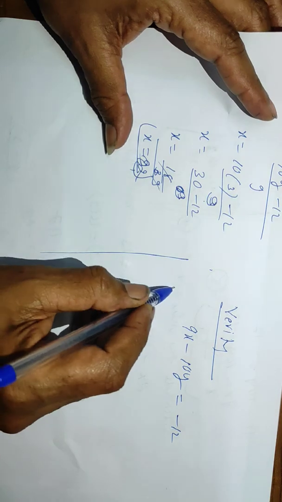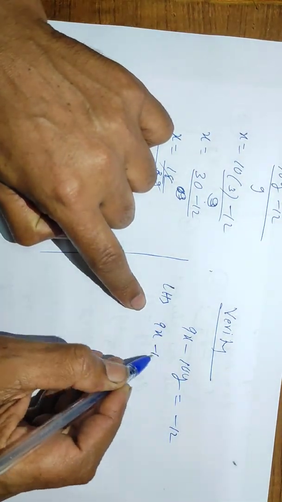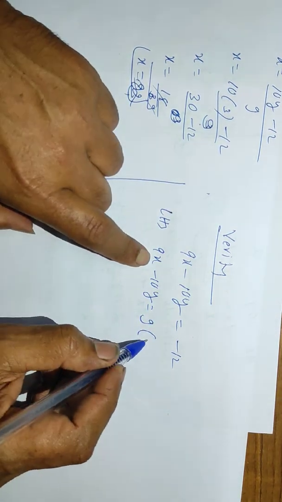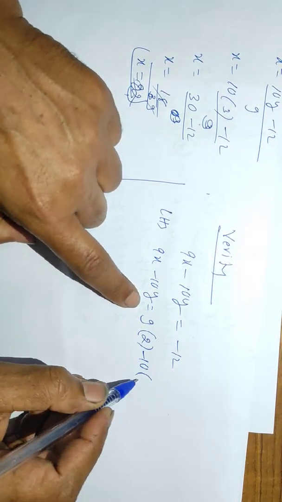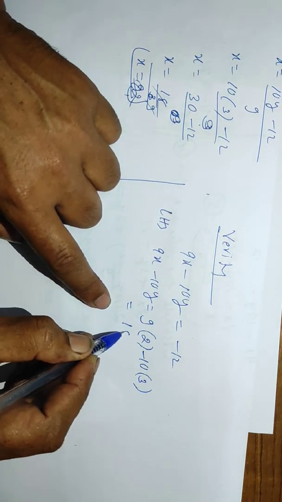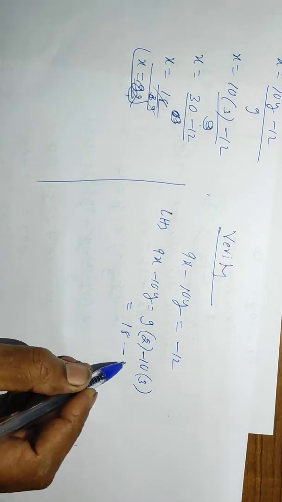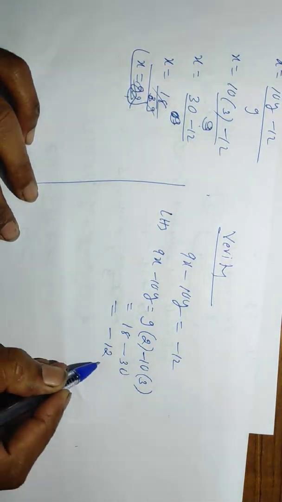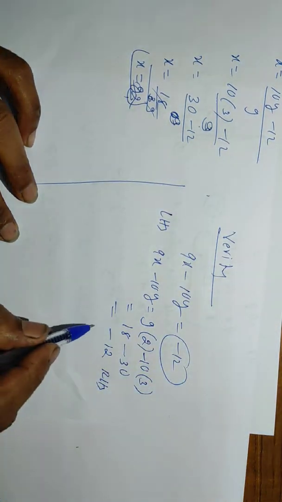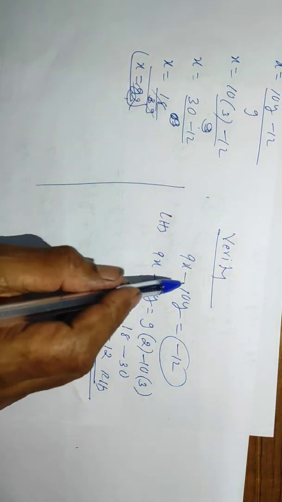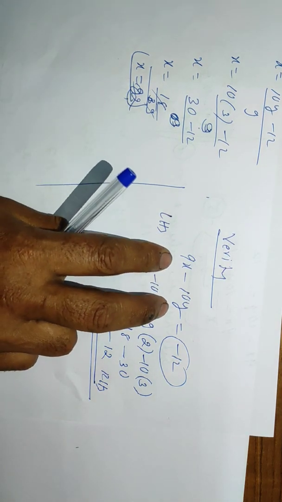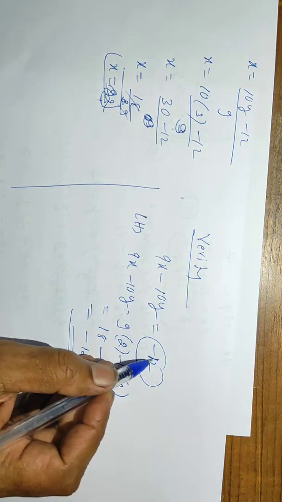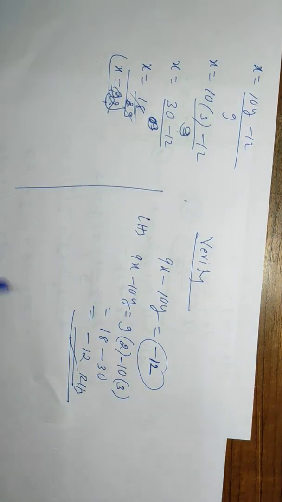Let me consider the LHS. LHS is 9x minus 10y. That is equal to 9 into x, which is 2, minus 10 into y, which is 3. So 18 minus 30. That is minus 12, which is the RHS. See, so select the LHS and substitute the values which are obtained, and you should get the RHS. See here, RHS is minus 12.